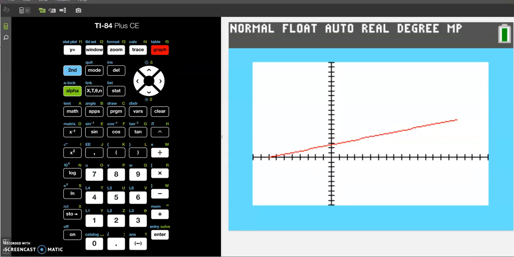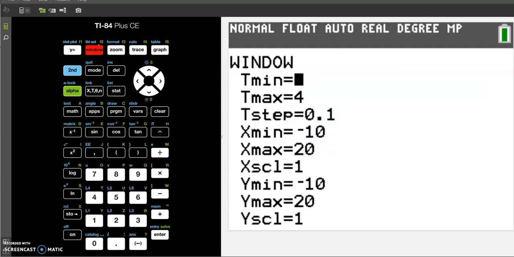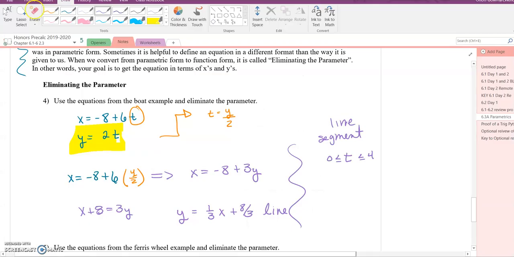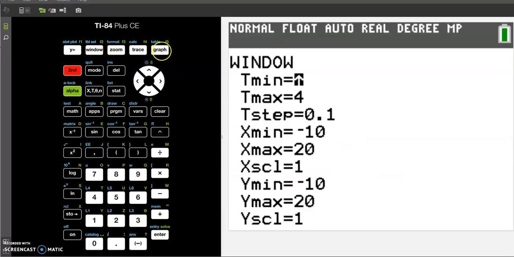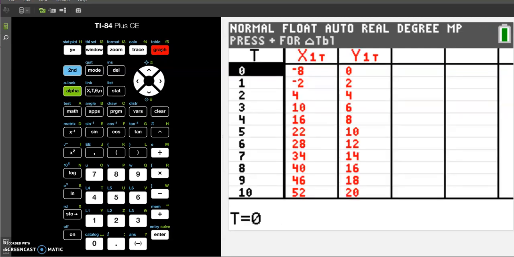So I've given you a visual giving that restriction on time. And you can see that I've graphed it here, and I put the restriction on time. And so hopefully you understand that if I plug 0 in for time, my x component is -8, my y is 0. And if I plug in 4, I would get 16, 8. I can see that by looking at my table from what I've plotted. I have that -8. And if I scroll down, I'd see that last point.